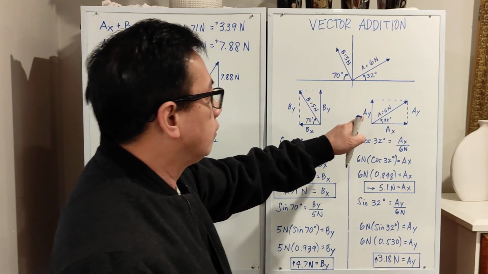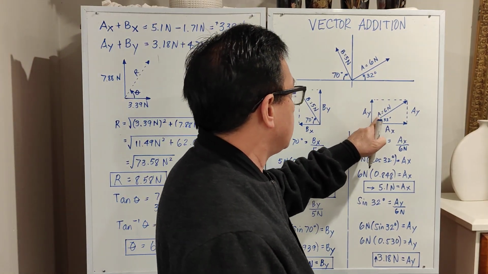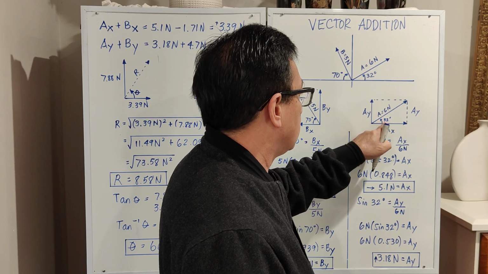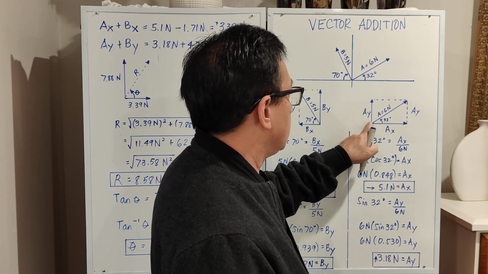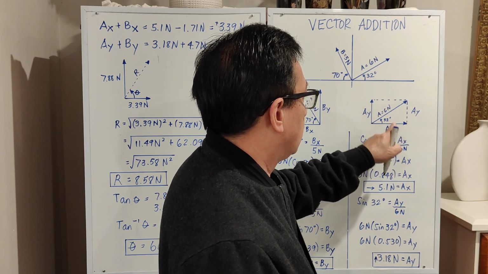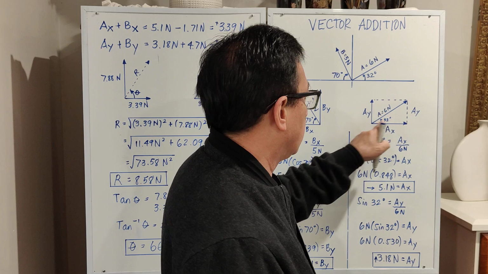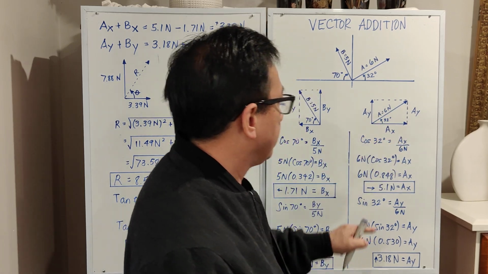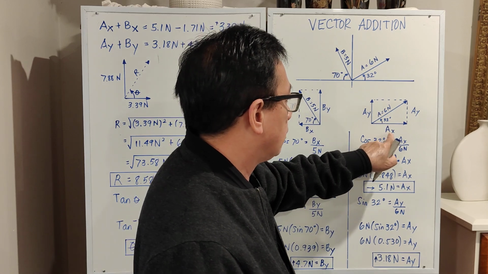Now we go to the second force. This is your 6 newtons. This is your angle, 32 degrees. So this is your vertical. We can move it to the other side, and then it will form a right triangle. And this is your horizontal component. So first, let's solve for the horizontal component.